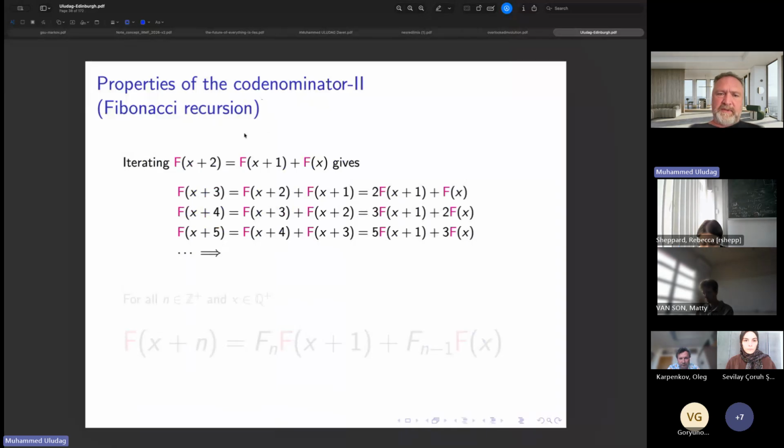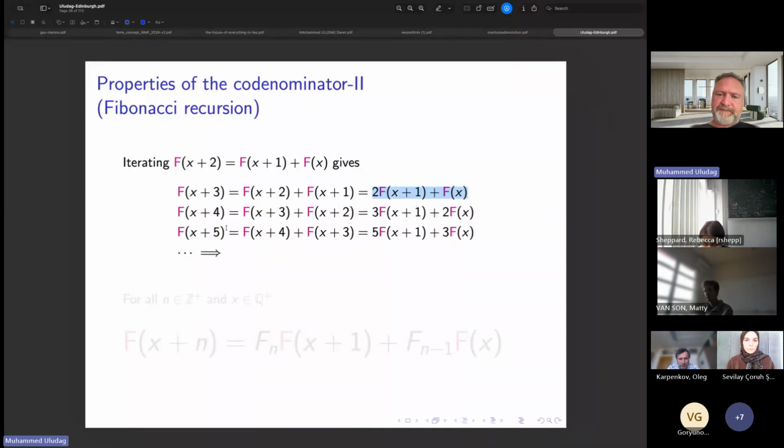Here's another property. As we have just shown, we have the Fibonacci recursion. But we can iterate this. If we set x plus 1 in place of x here, we obtain that f of x plus 3 equals f of x plus 2 plus f of x plus 1. But I can use the value of f of x plus 2 given here. So f of x plus 3 equals 2 times f of x plus 1 plus f of x.